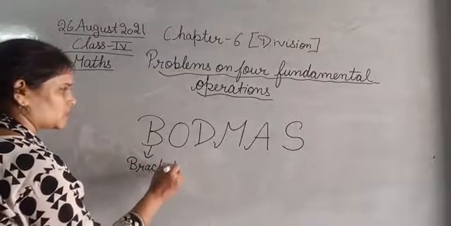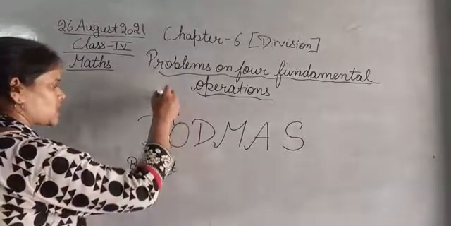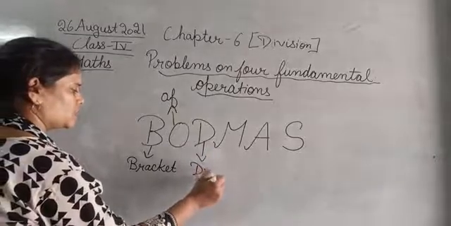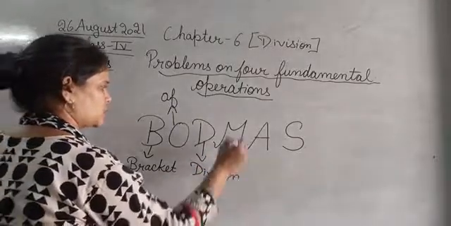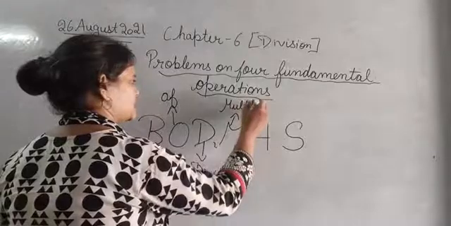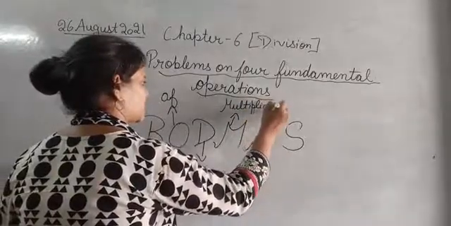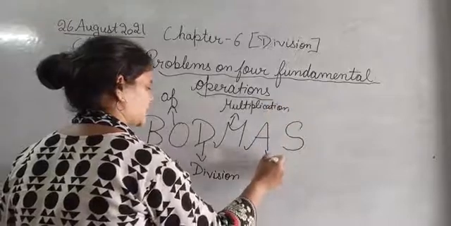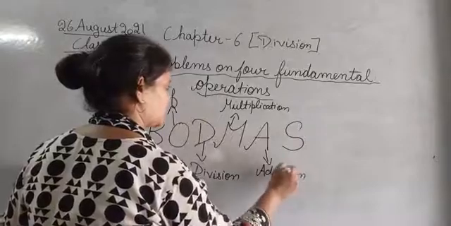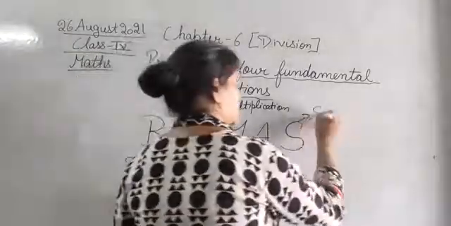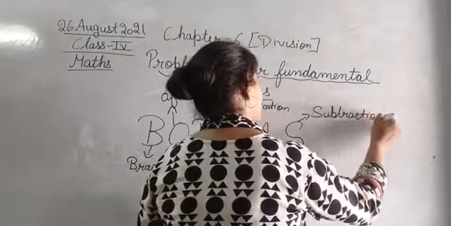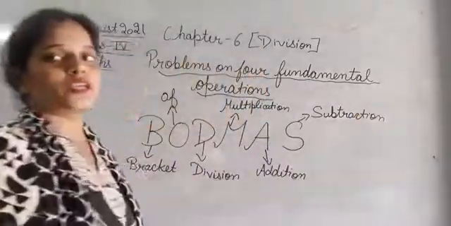B means bracket, O means off, D means division, M means multiplication, A means addition, and S means subtraction. So this is the complete meaning of all the alphabets that are used in BODMAS.